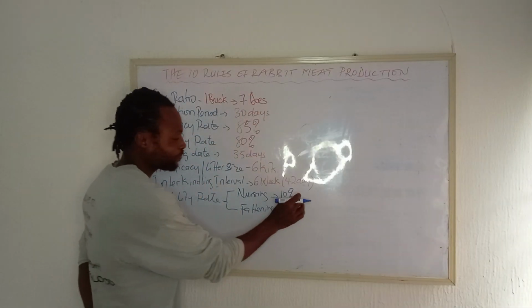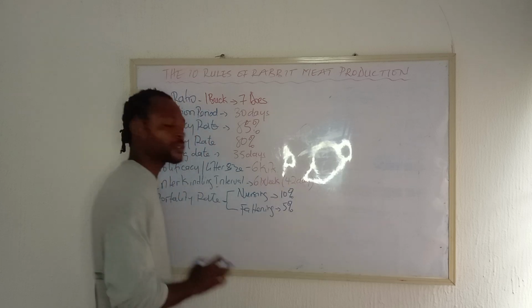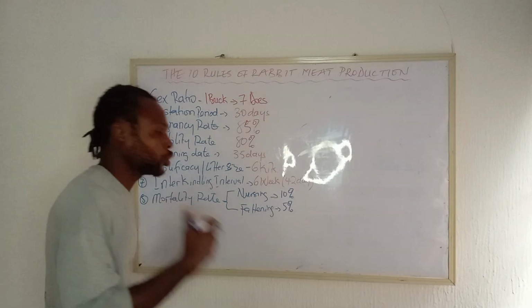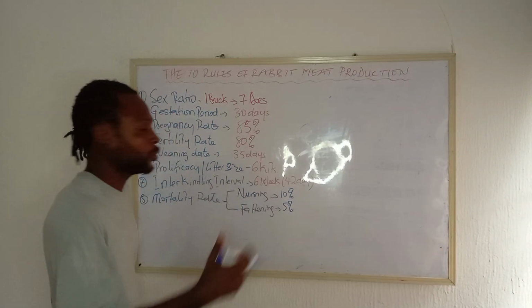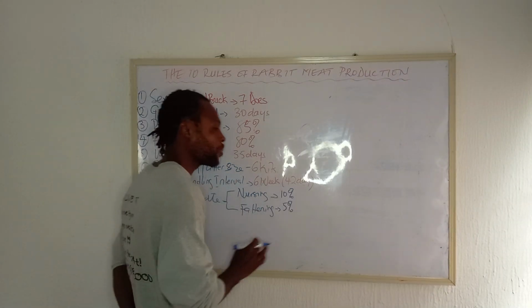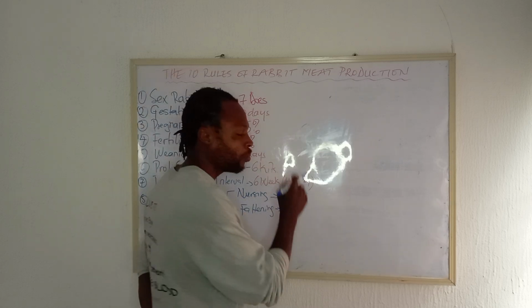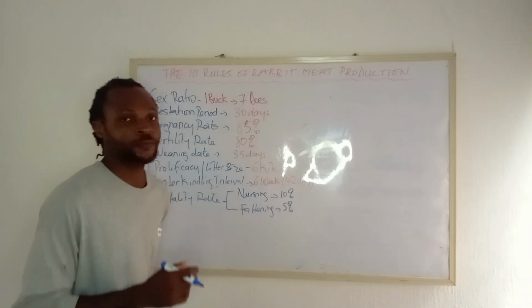So remember, if you are within 10%, it's okay, it's acceptable. Even though we advise farmers to try as much as possible to reduce the mortality rate, if you are within 10%, it's okay for your nursing mortality. Fattening mortality should not be more than 5%.